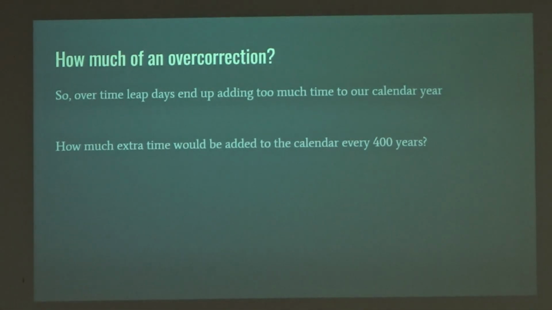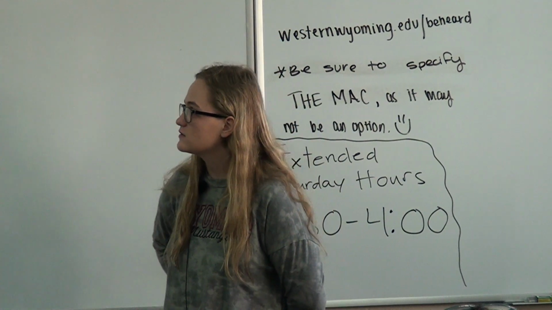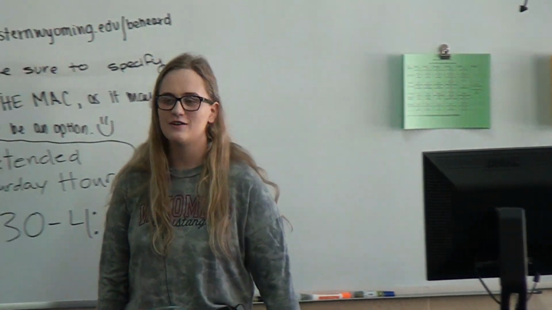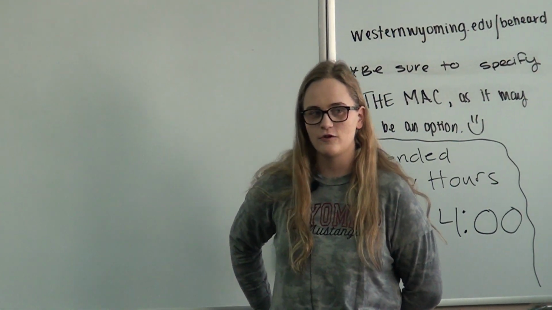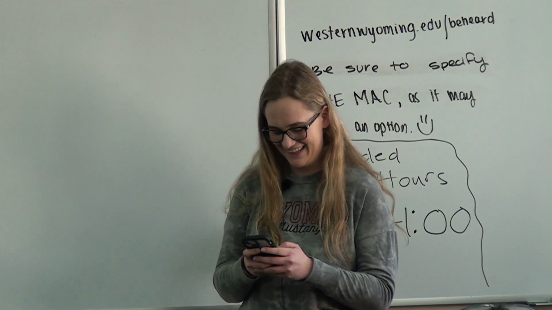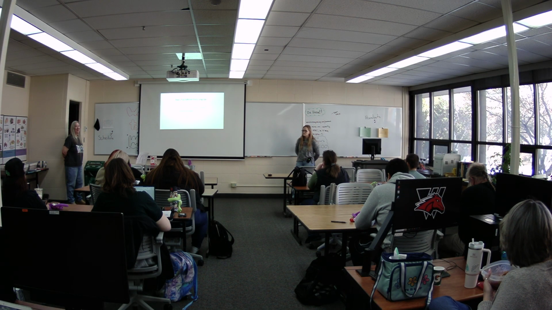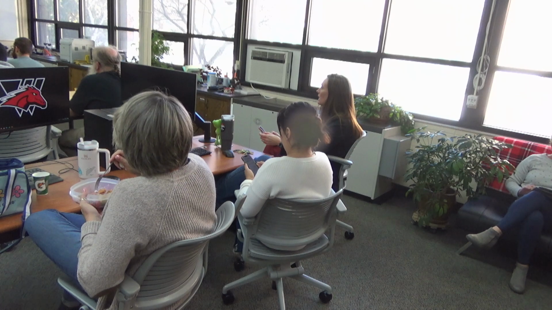So, over time, leap days end up adding too much time to our calendar year. Over the span of 400 years, how much extra time would be added to the calendar? Every leap year, we're adding 44 minutes, 56 seconds. So, if we did that for 400 years, how many extra days would we have? Almost 300 hours. Can you do it in days?